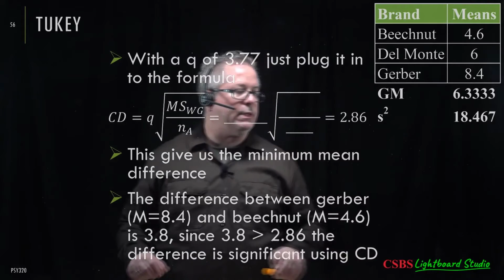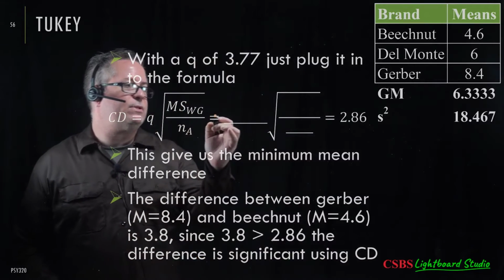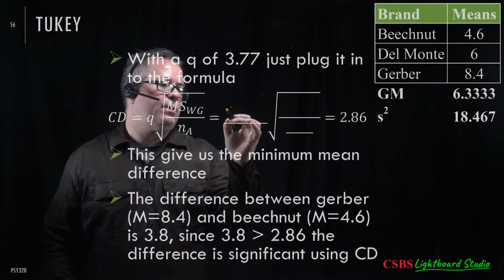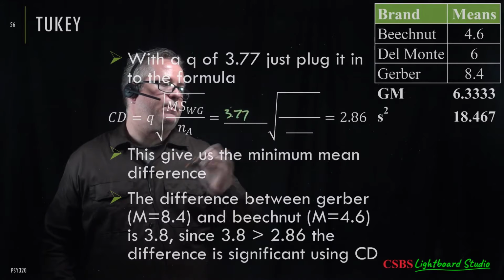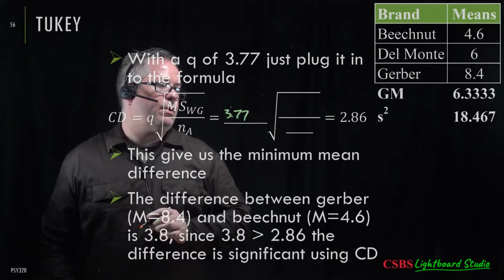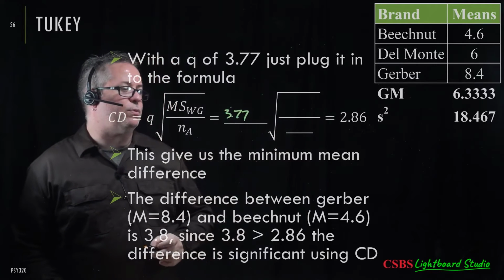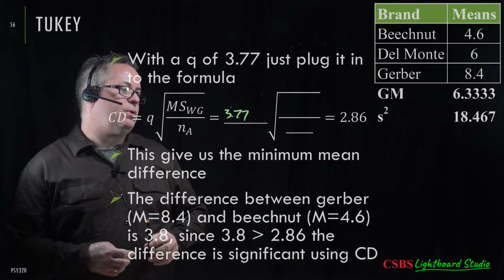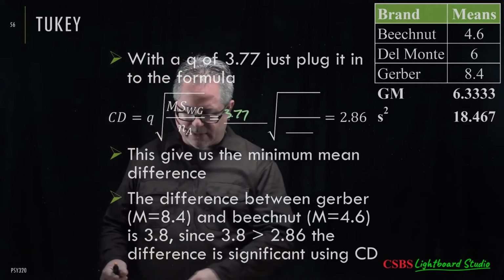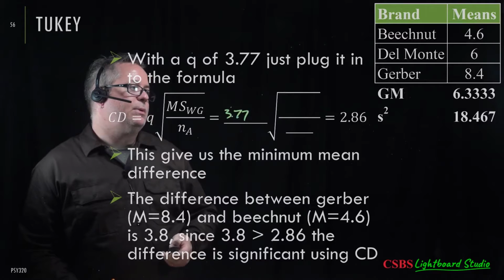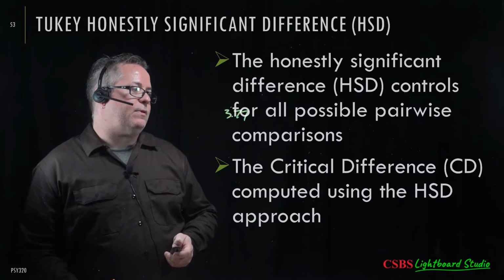I need a couple things. So I have this 3.77 number that gets plugged in here. Up at the top, I need my mean square within groups. So where do I find that? Well, that was in my table. I think we erased it, but let's go back and see if I can't find something.